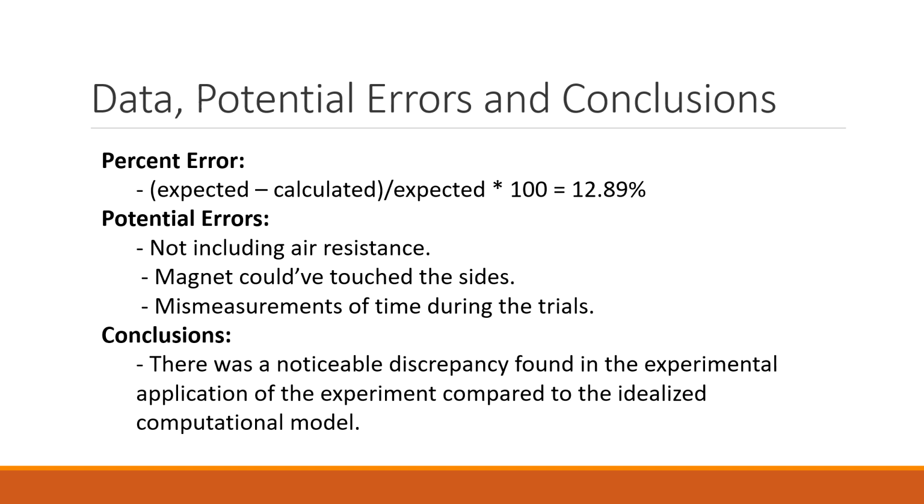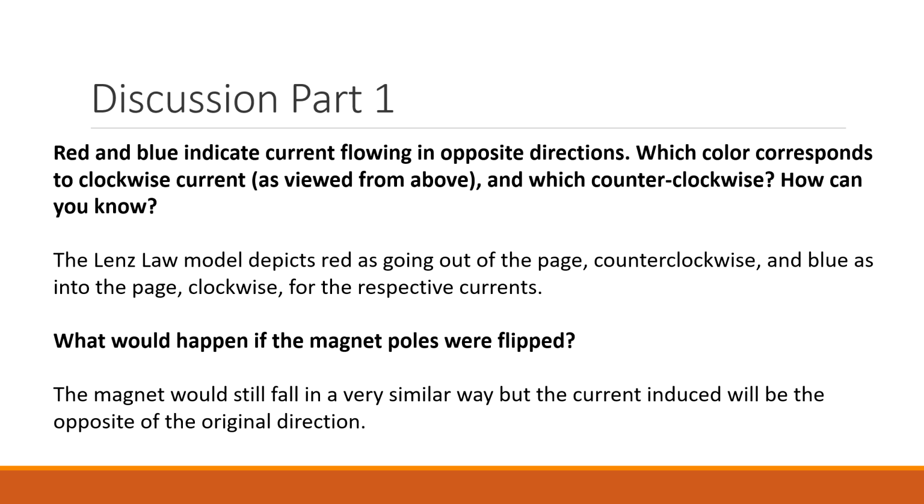So for data, potential errors, and conclusions, we got a potential percent error of 12.89%. Some potential errors are not including air resistance in the computational model. The magnet could have touched the sides during the actual experiment itself when it was going through the tube. And there could have been some mismeasurements of time during the trials. Our conclusion is that there was a noticeable discrepancy found in the experimental application of the experiment compared to the idealized computational model.